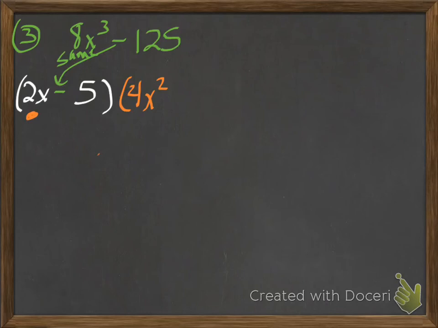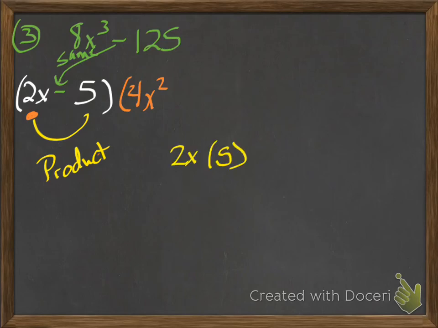The middle term is created by doing the product. So 2x times 5 gives us 10x. This sign is going to be opposite. So whatever is in the first parenthesis, we're going to go opposite.